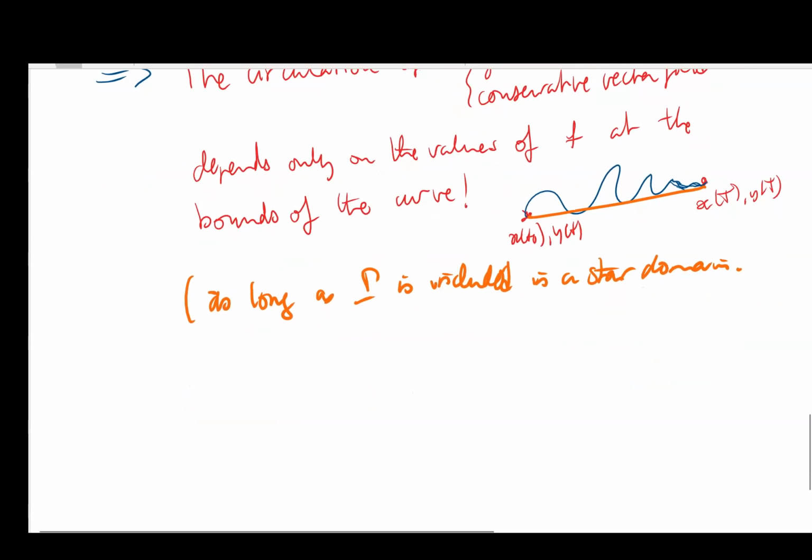And this has in particular a very important corollary: if your curve is closed, if gamma is closed, then the circulation of a gradient field is equal to 0.